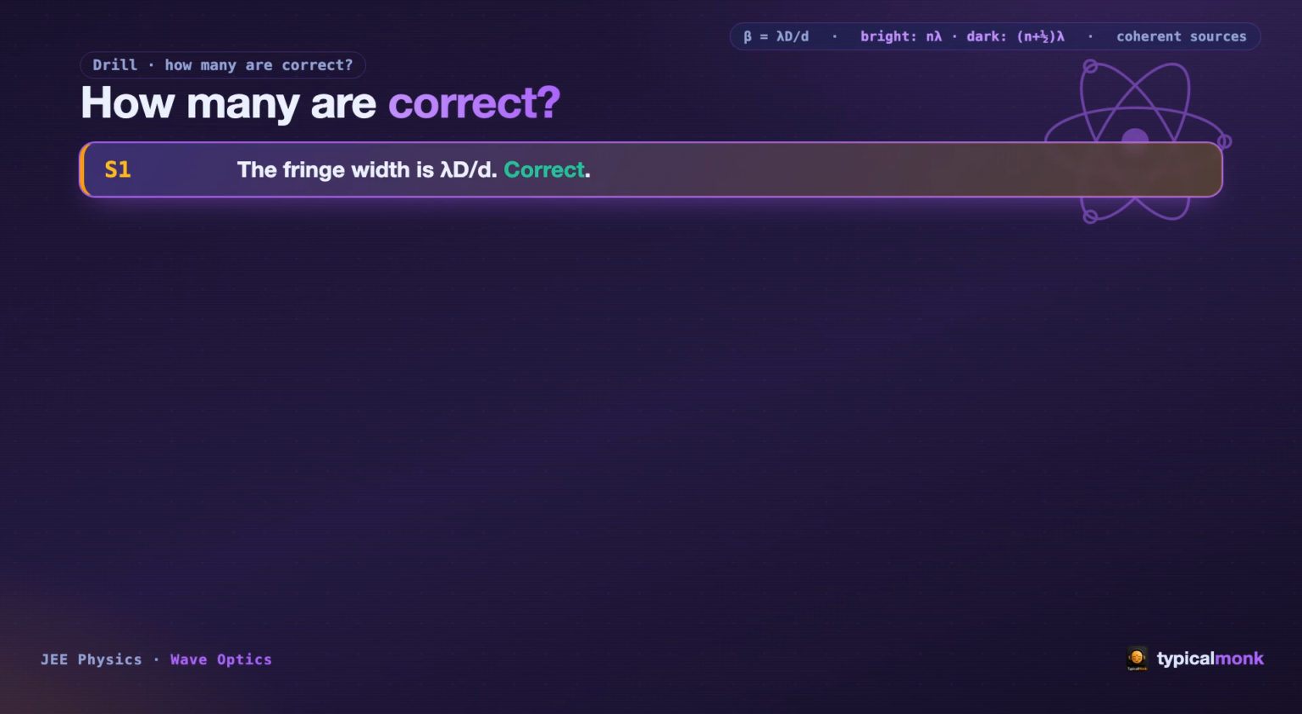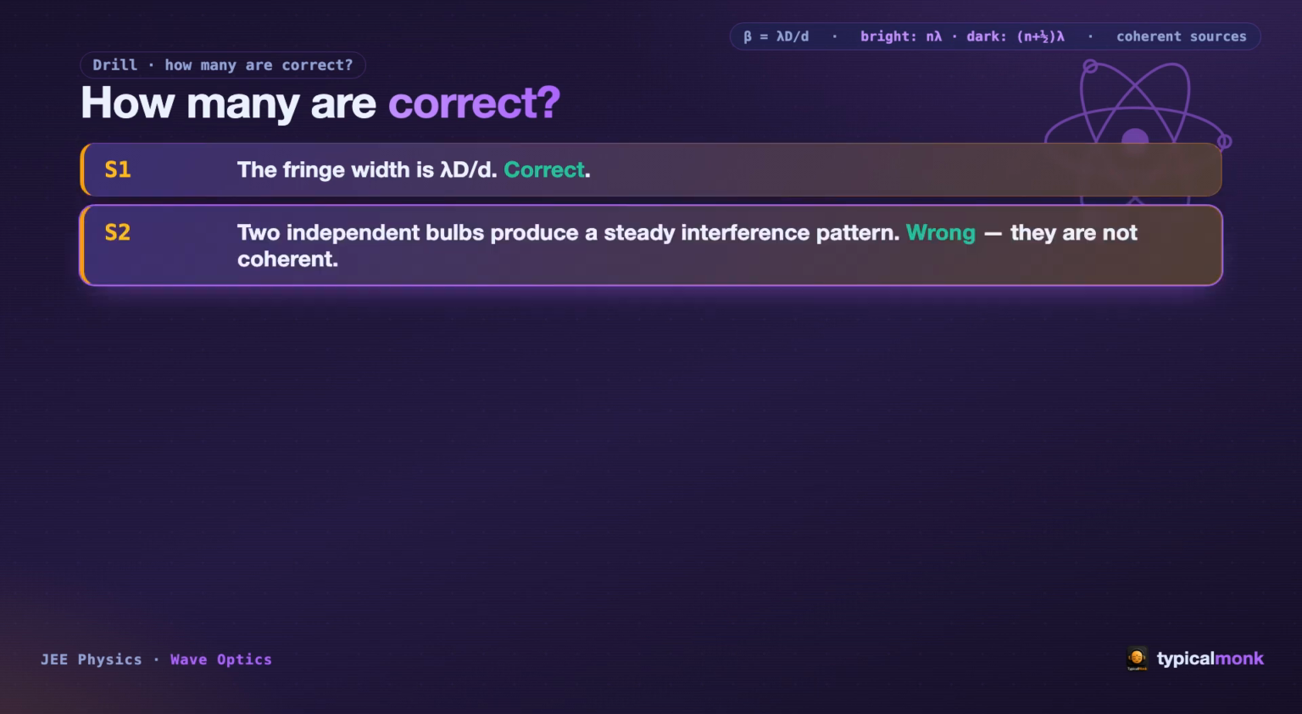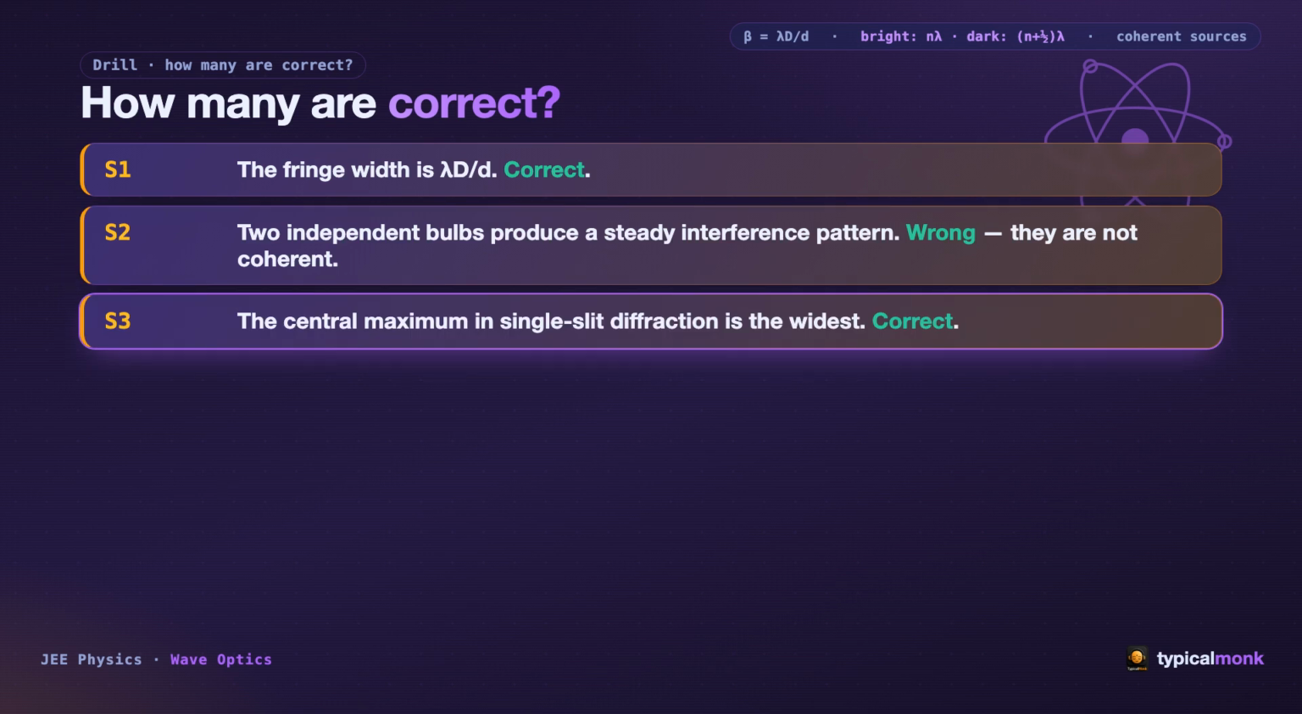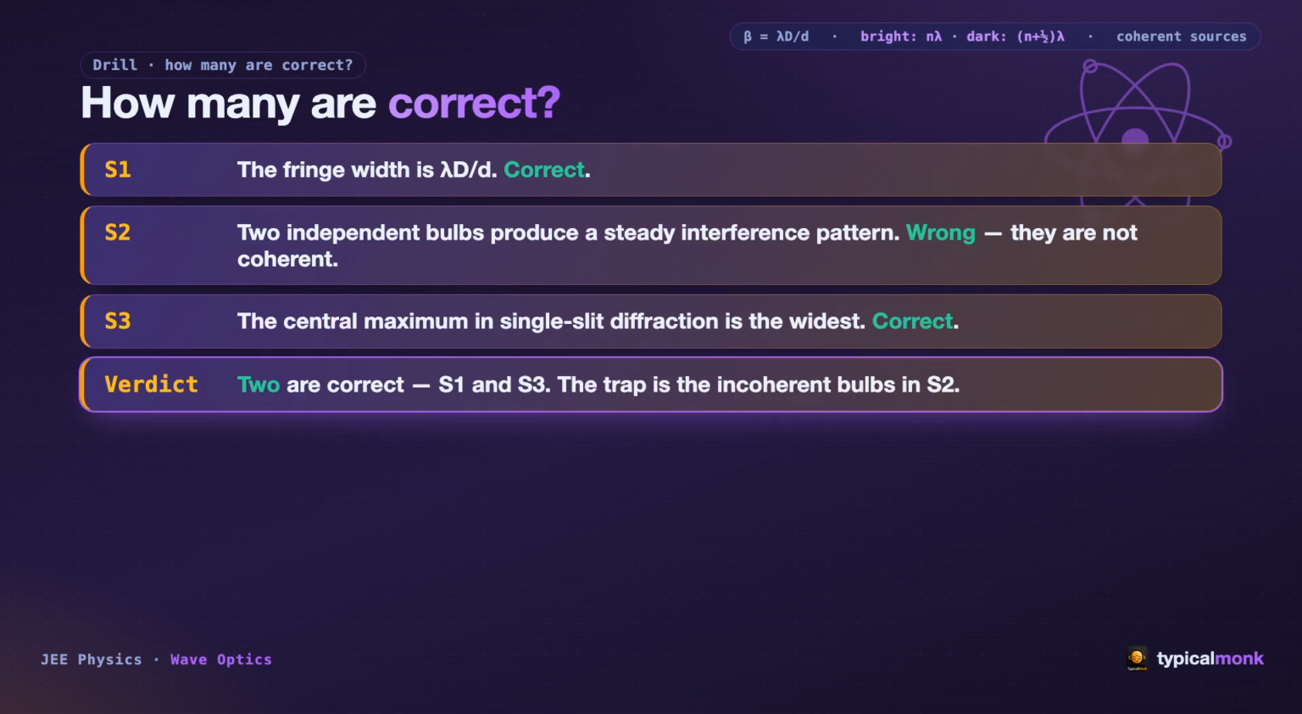Now, how many of these statements are correct? Statement 1: the fringe width is lambda D over d. Correct. Statement 2: two independent bulbs produce a steady interference pattern. Wrong. They are not coherent. Statement 3: the central maximum in single-slit diffraction is the widest. Correct. So the answer: 2 are correct, statements 1 and 3. The trap is the incoherent bulbs in statement 2.